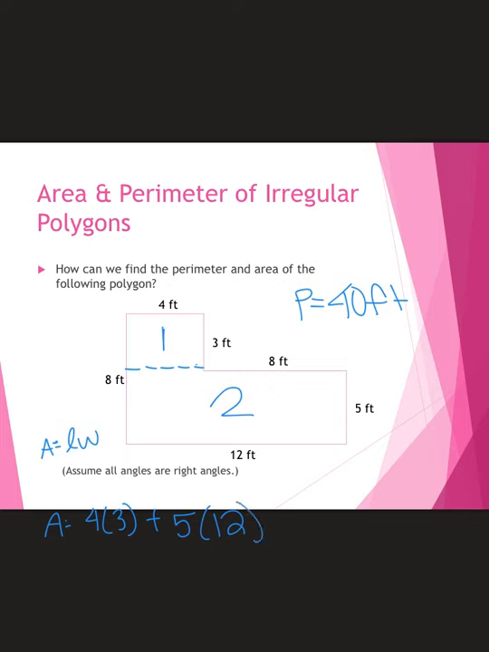Notice I'm being careful with what pieces I'm picking because I want to make sure that I am getting the length and width. So there's my length and width, and then length and width. Okay. So I have 12 plus 60, or 72 square feet.